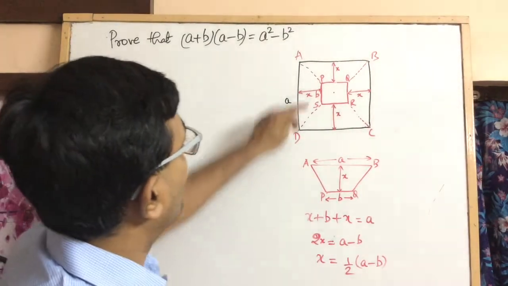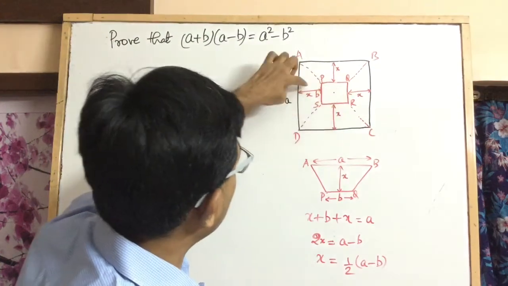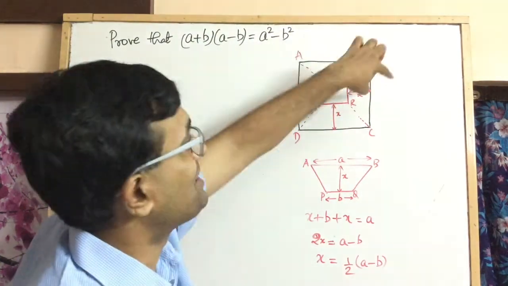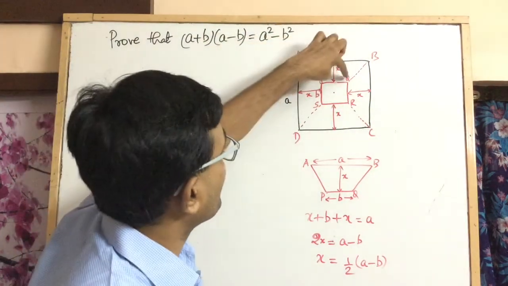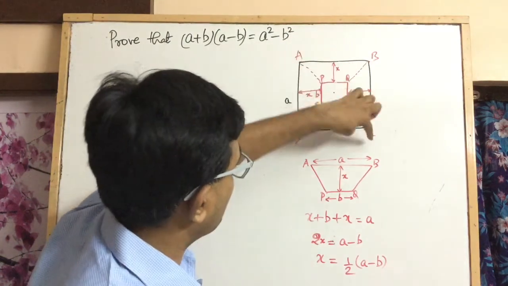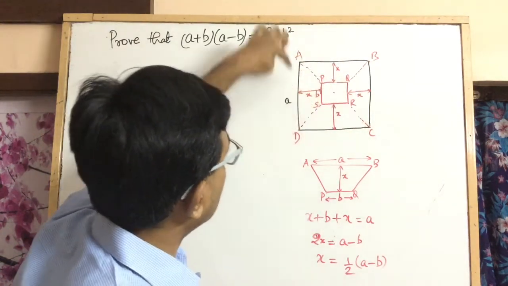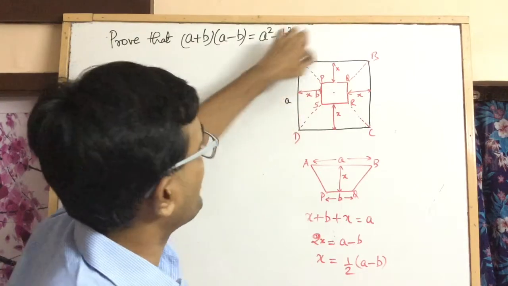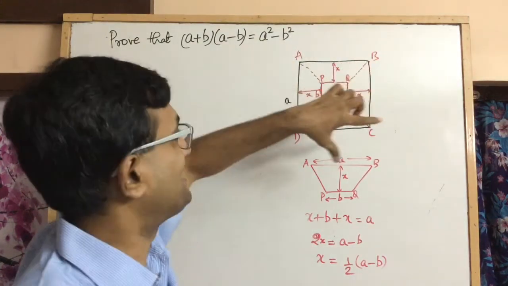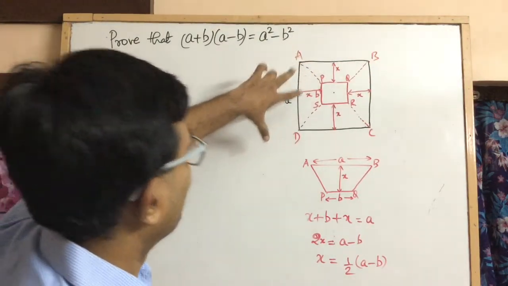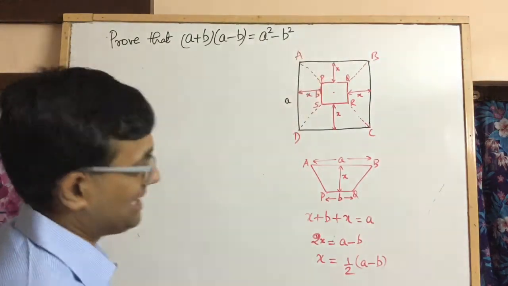Or in other words, twice x is a minus b, or x would be half of a minus b, right? Now we have four such identical trapeziums here because this is exactly symmetric, right? A, B, Q, P; B, Q, R, C; S, R, C, D; A, P, S, D. These are four identical trapeziums. They are exactly the same because this figure is totally symmetric.